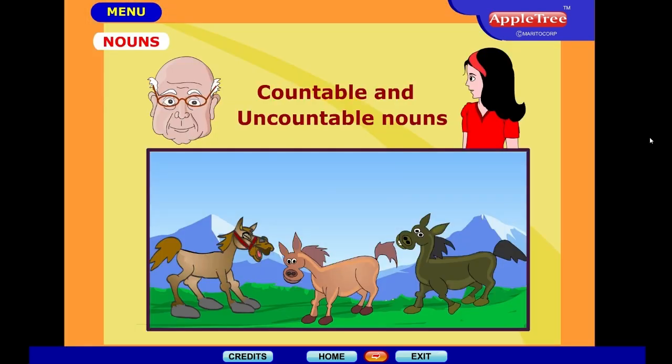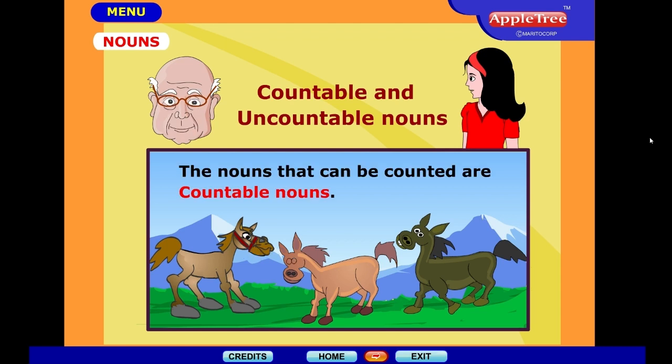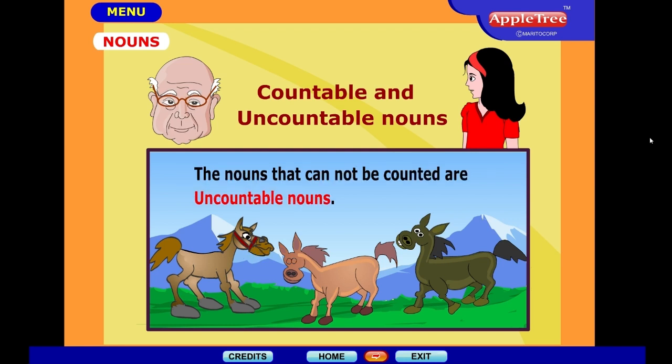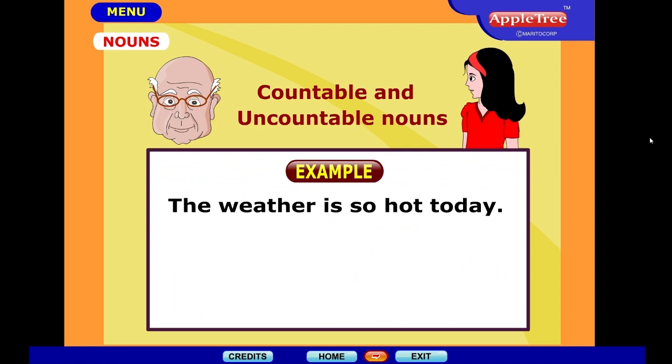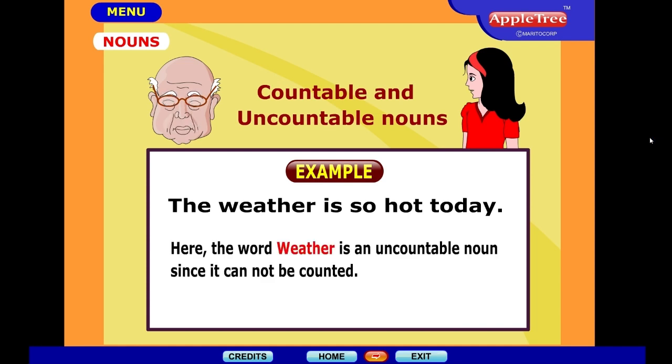Nivya, can you tell me how many horses are here? There are 3 horses, Grandpa. Good. You could count them correctly. The nouns that can be counted are countable nouns. That is why the word horses is a countable noun, and the nouns that cannot be counted are uncountable nouns. For example, look at this sentence. The weather is so hot today. Here, the word weather is an uncountable noun since it cannot be counted.